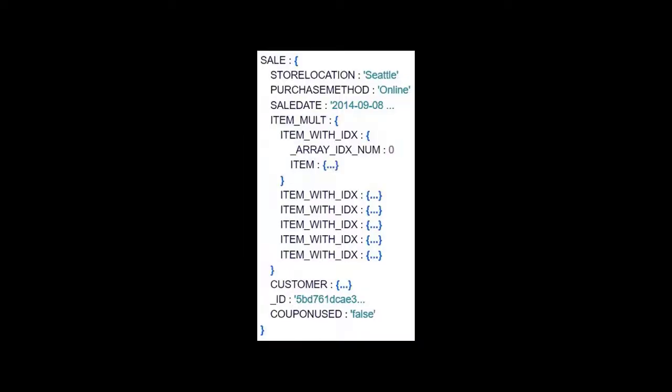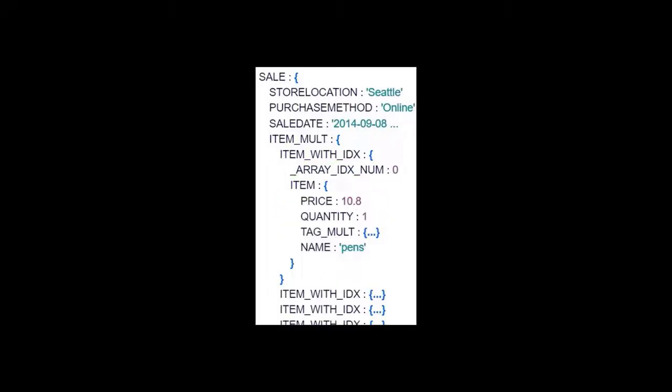Let's drill down into the first item. KeySQL can preserve the original order of elements within JSON arrays. You can see that the first item of the array has an index value of 0. Let's drill yet further into the item detail, which shows that a carton of pens was sold for $10.80. Note that within the item, there is yet another molt, tag_molt. This data structure is moderately complex. With both relational and document databases, a substantial data engineering effort would be required.